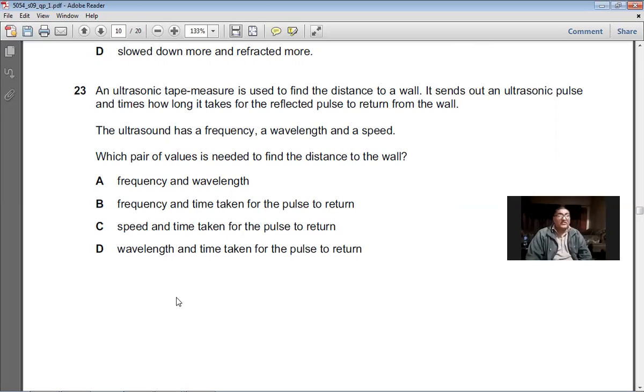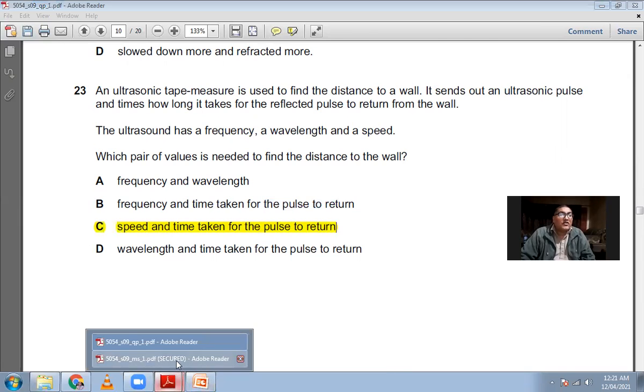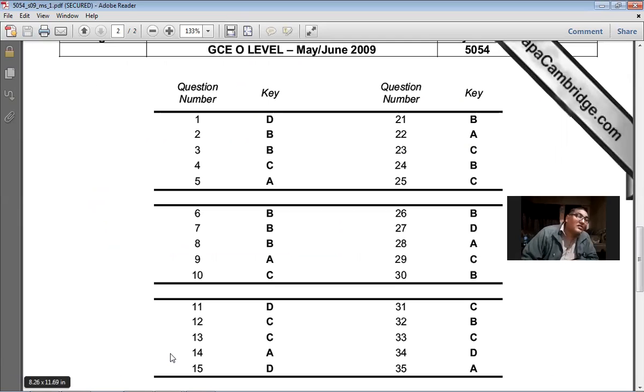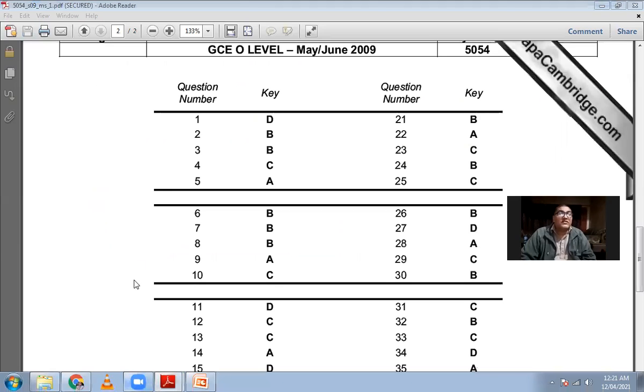And the wavelength and the time taken for the pulse to return. Which pair of values is needed to find the distance to the wall? We need the speed, and we need the time taken for the pulse to return. So I think C looks the best option. Question number 23, let's check. Question number 23, C is the right option, sir.